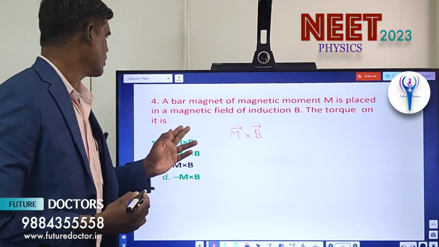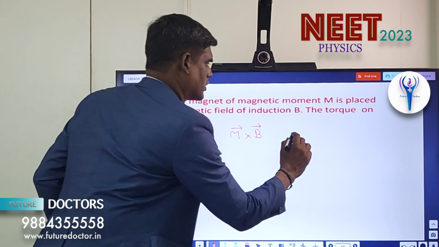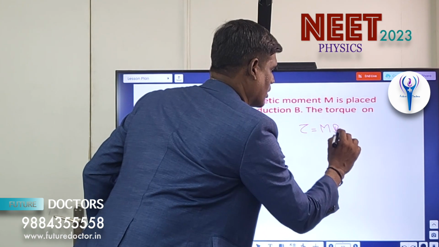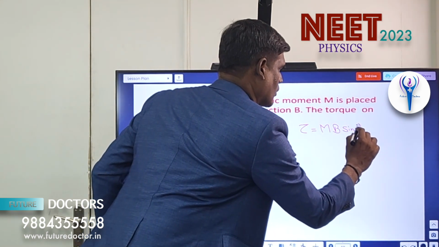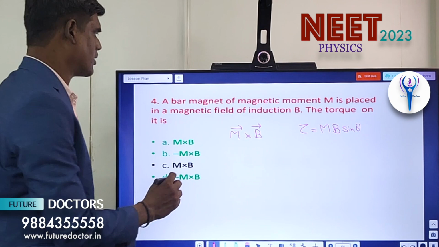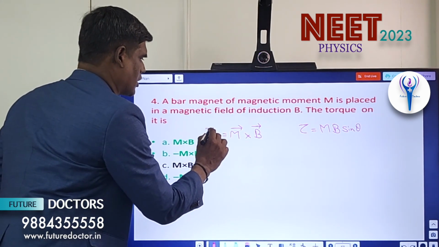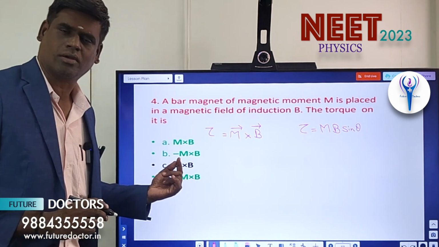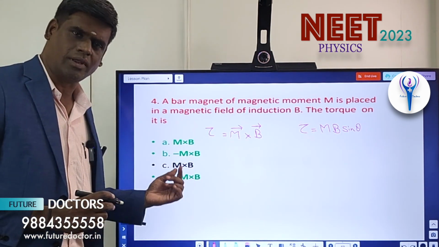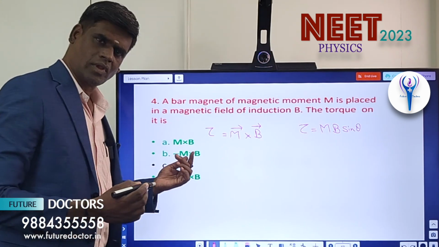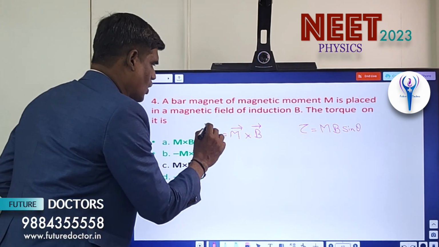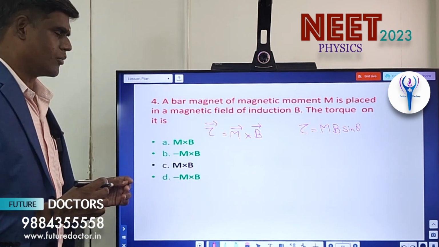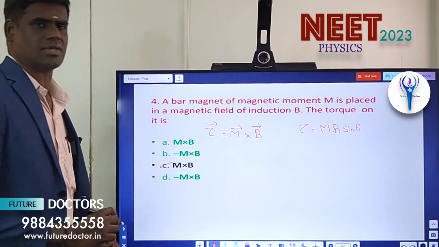And the question is, torque on it is dash. Tau equal to, you know the formula, tau equal to M cross B or MB sin theta. So tau equal to M cross B only. Can you say tau, torque, is a vector quantity or a scalar quantity? Is it scalar? No, vector. Tau is also a vector. So torque equal to M cross B or MB sin theta. Option C is the correct answer.